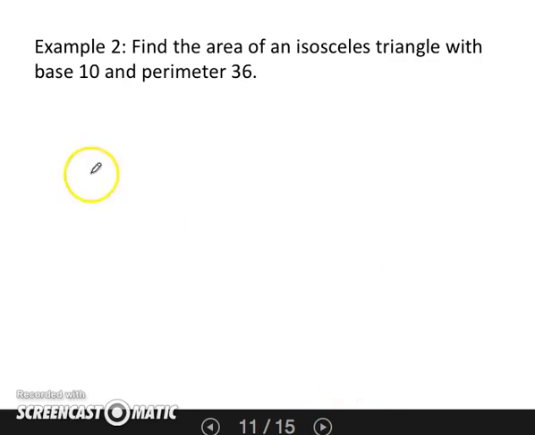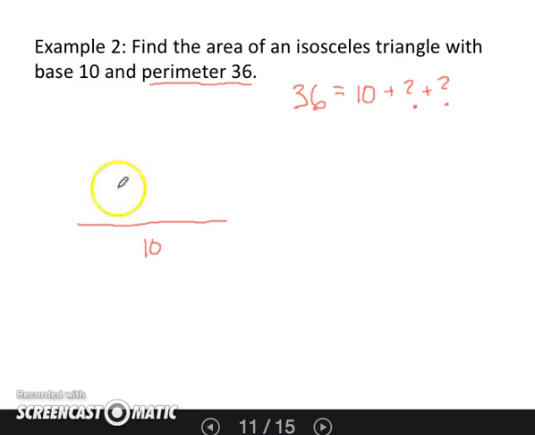Let's do another example. Find the area of an isosceles triangle with base 10 and perimeter 36. Oh boy, we know our base is 10, but they're not telling us the lengths of the other two sides. So I know that 36 must be the length of the bottom side plus the other two sides here. But I have an isosceles triangle, and they're telling me that the base is 10, meaning that the base is not one of the two congruent sides.